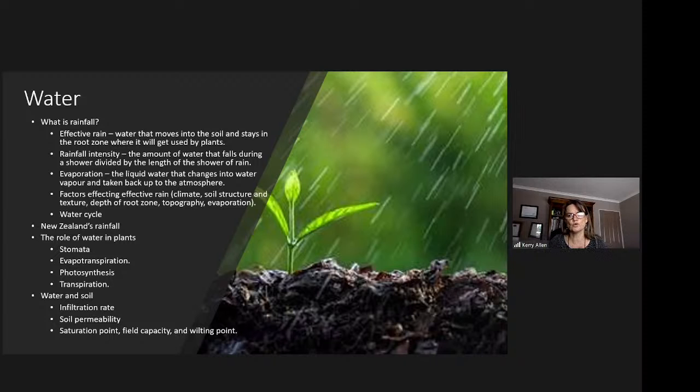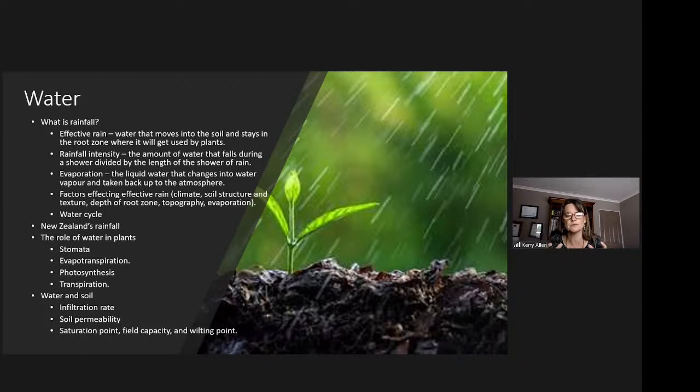Plants use water, and we have a saturation point where there's too much water in the soil and therefore they can't get oxygen. If they can't take oxygen in through their roots, they can't respire. So we prefer not to have a saturation point.